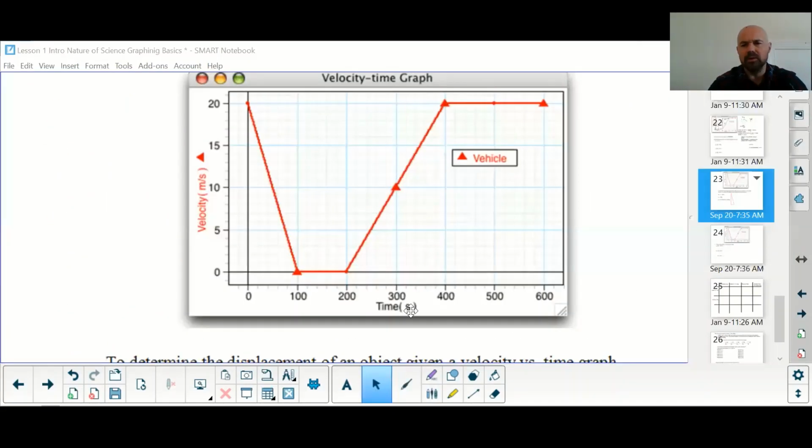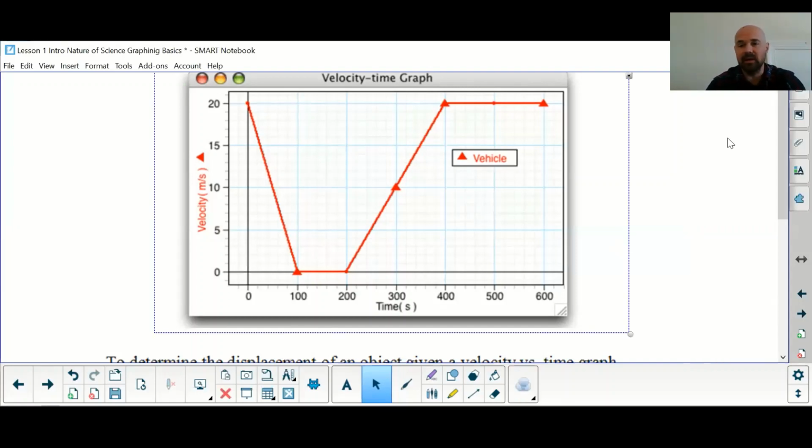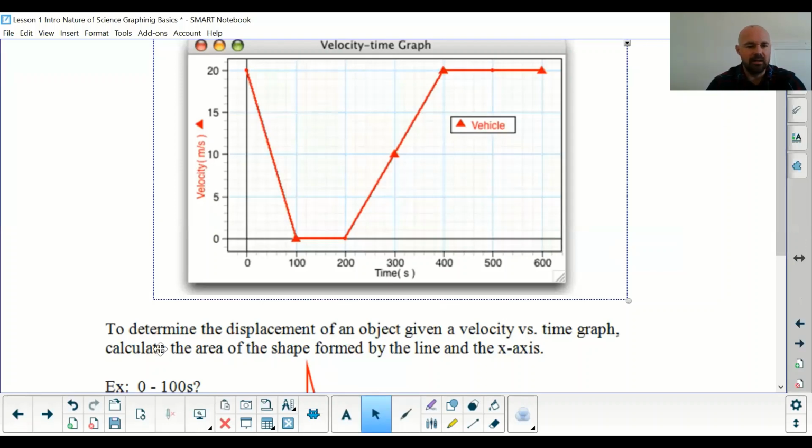So the last part of velocity versus time graphs that we're going to discuss is the idea of displacement. So we've talked about displacement, or the change in position of an object, and we can figure that out from the velocity versus time graph. So to determine the displacement of an object given a velocity versus time graph, you're going to calculate the area of the shape formed by the line and the x-axis.